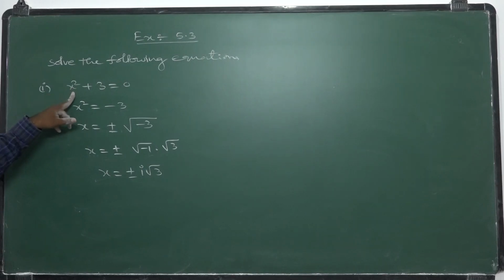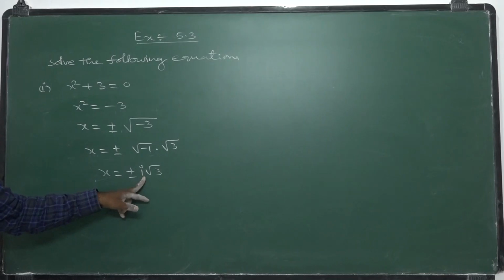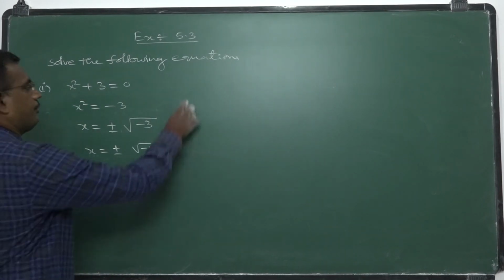So this is a quadratic equation. The quadratic equation has two roots, both are imaginary roots, plus or minus i root 3. Plus i root 3 is one solution, minus i root 3 is another solution.